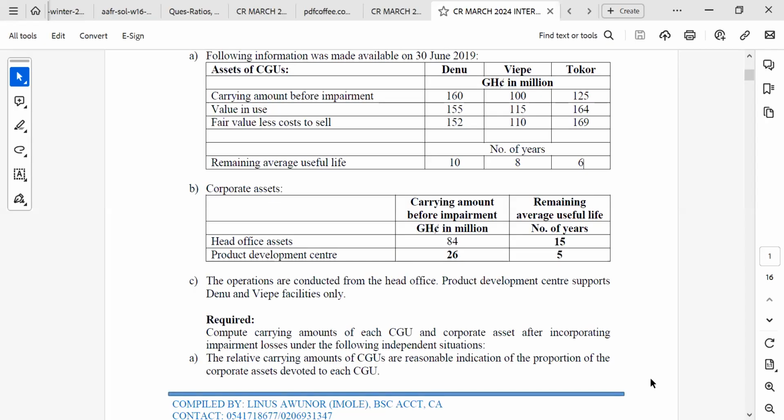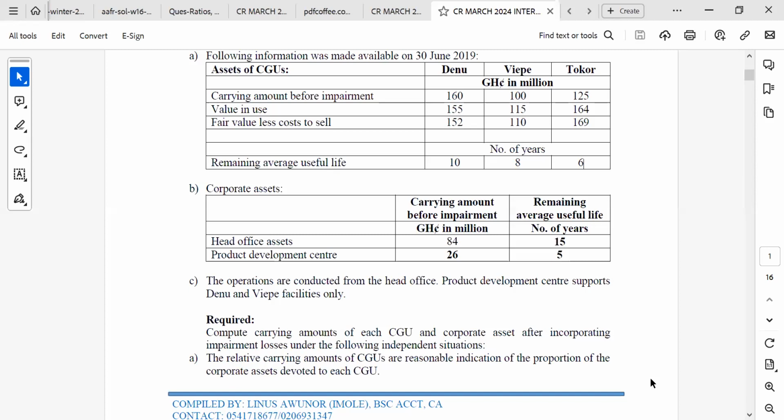Yes, please. This is 155. Is it for Denu? Yeah, it's for Denu because there is an impairment of 160. So their carrying value will now be the recoverable amount. Oh, okay. So you don't use the 160. We are using the 100 because there was no impairment on the upper. So the assets will still be carried at the carrying value. Are we okay?